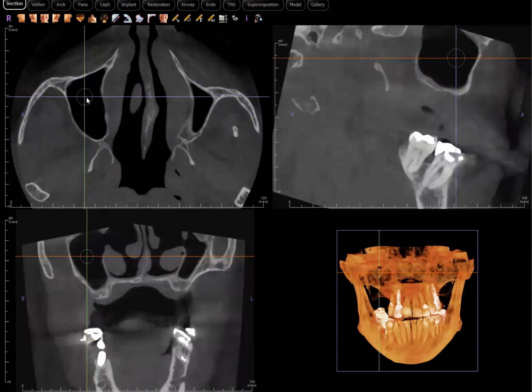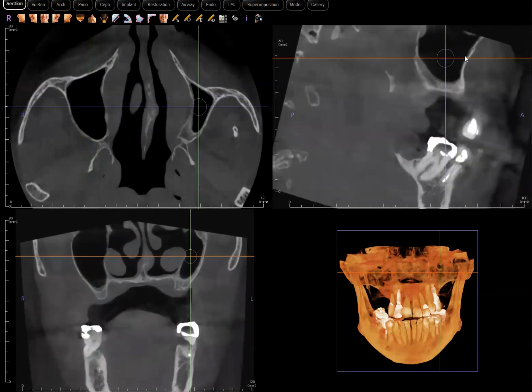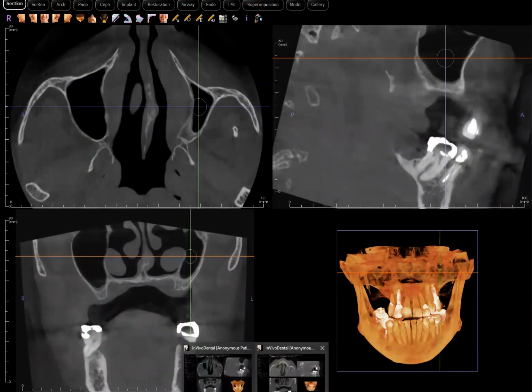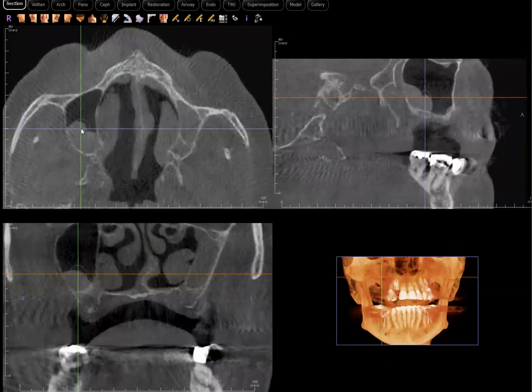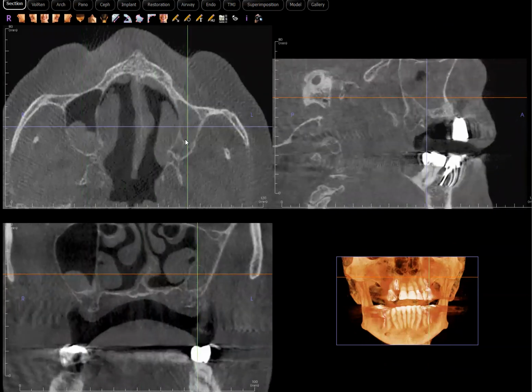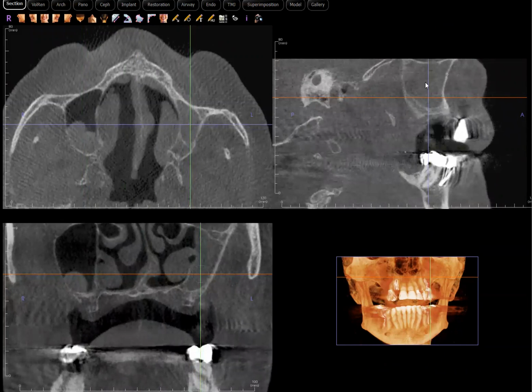So again, here's the right maxillary sinus now, and then the left maxillary sinus, and compare that to a year ago, right maxillary sinus and left maxillary sinus. So that's all I wanted to show you today, because it's not always that I get to see dramatic improvement in the patient's maxillary sinus.